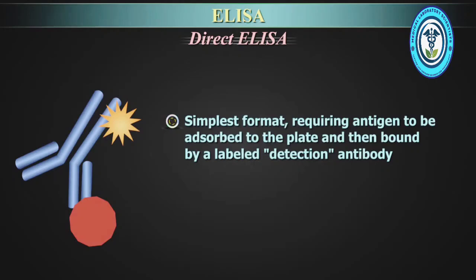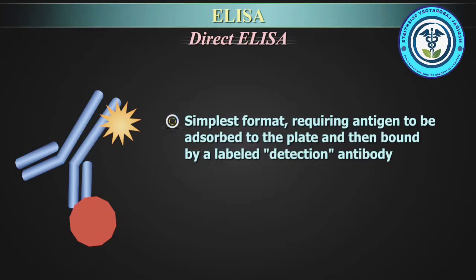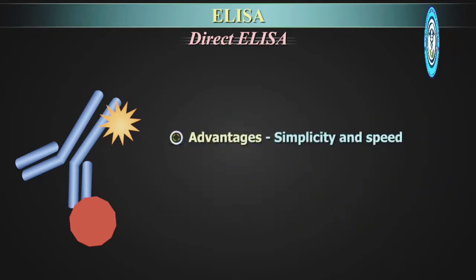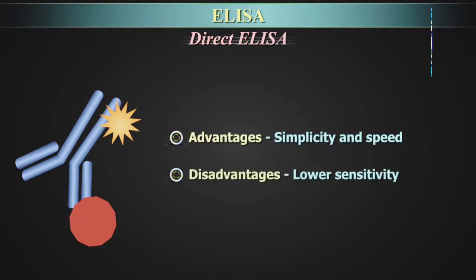Direct ELISA. Direct ELISA has the simplest format requiring antigen to be adsorbed to the plate and then bound by a labeled detection antibody. Direct refers to the first and only antibody acting as both the antigen recognition molecule and signal delivery molecule. Advantage: simplicity and speed. Disadvantage: lower sensitivity.